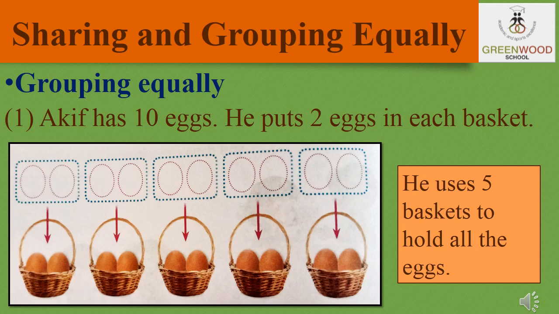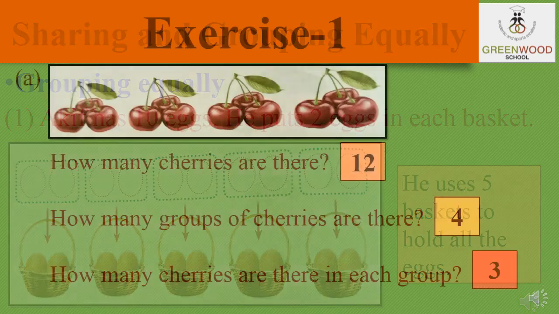Do you know the table of 5? Say with me. 5 ones are 5, 5 twos are 10. So we got our answer 10. So in each basket he'll place 2 eggs so that all the eggs have been placed in their respective baskets.